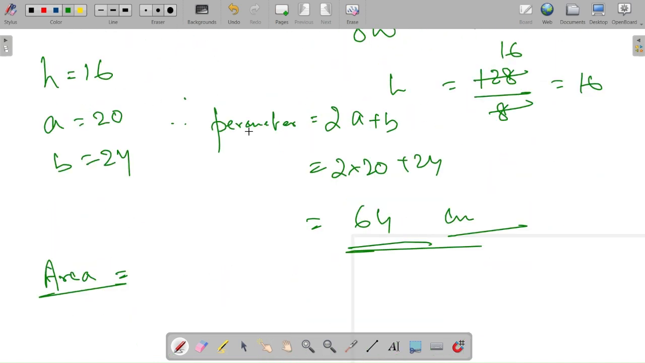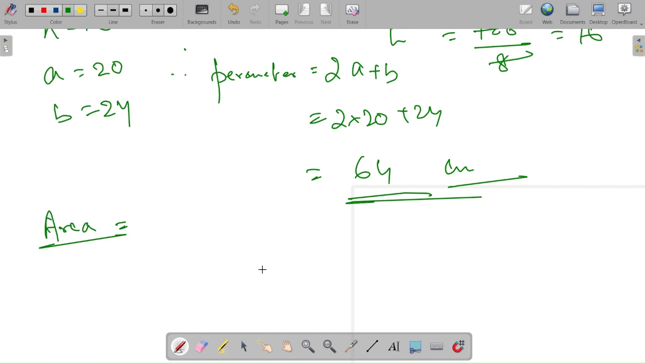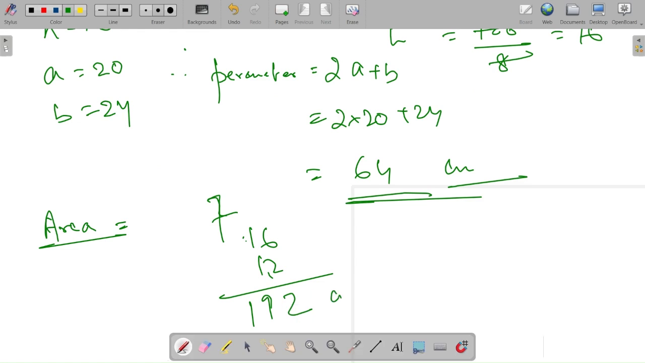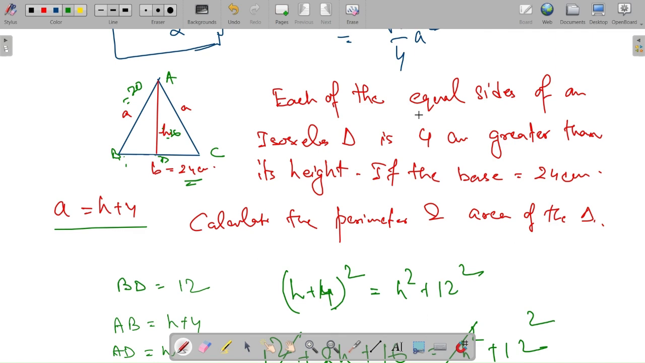192 centimeters square. So area will be 12 into 16. 12 5s are 60, 12 6s are 72, 2 carry 7, 12 1s are 12, 12 plus 7 is 90. 192, 192 centimeter square. Correct? Yes.